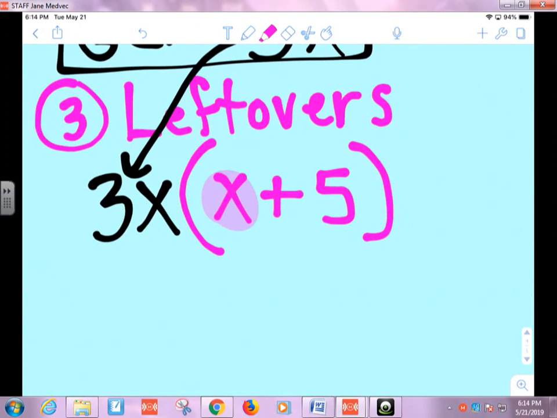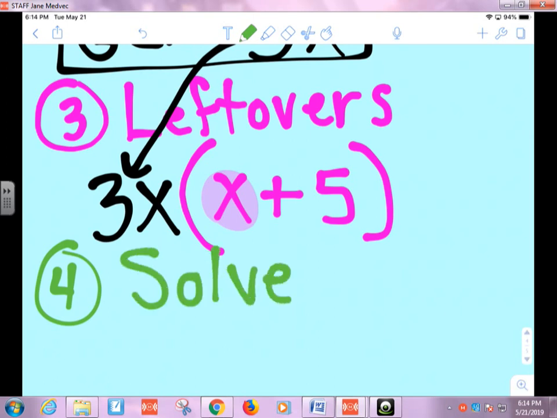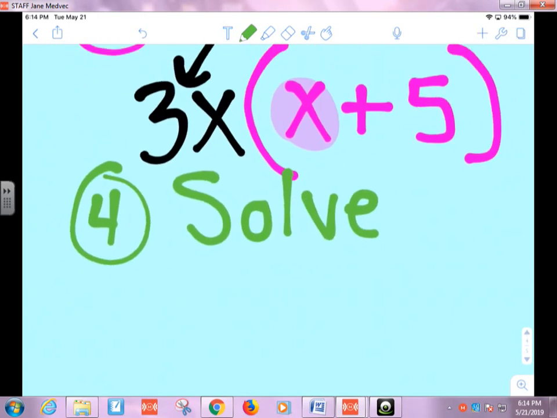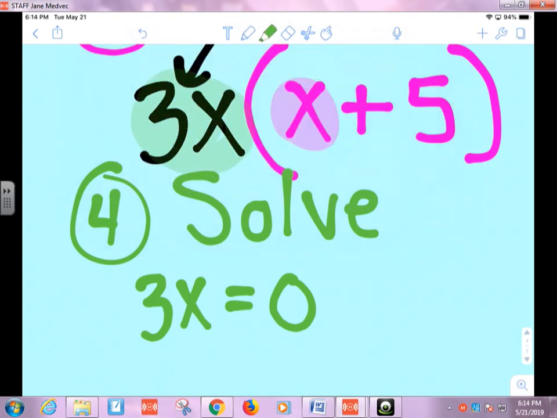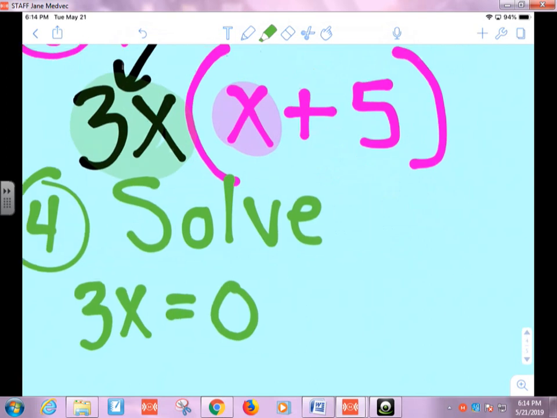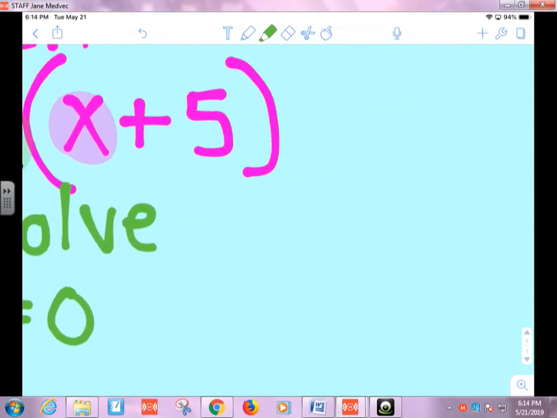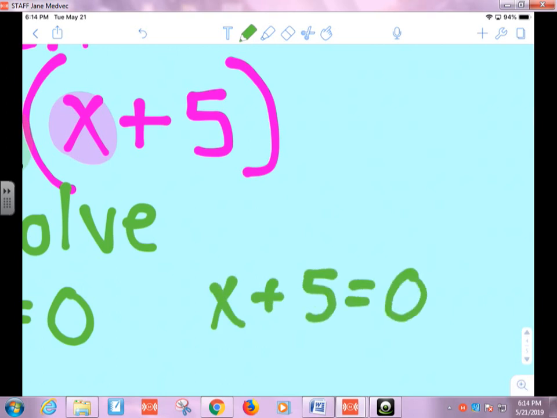And that's our leftovers. The final step, step 5, step 4. Ooh, I can't count. I'm going to actually solve. And this step you've done before. So what I'm going to do is take the 3x and set it equal to 0. You're going to notice that that is this part right here. That's my 3x. Then I'm going to take that pink one and go x plus 5 equals 0. This is from part A, from the very first day when we started this section.